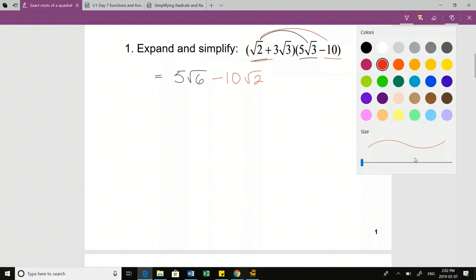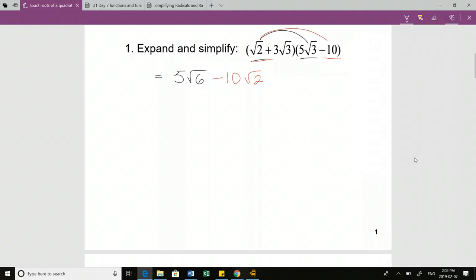Where did you get 5 from? This first term. So I did root 2 times 5 root 3. That's 5 root 6. Does that make sense? Yeah.